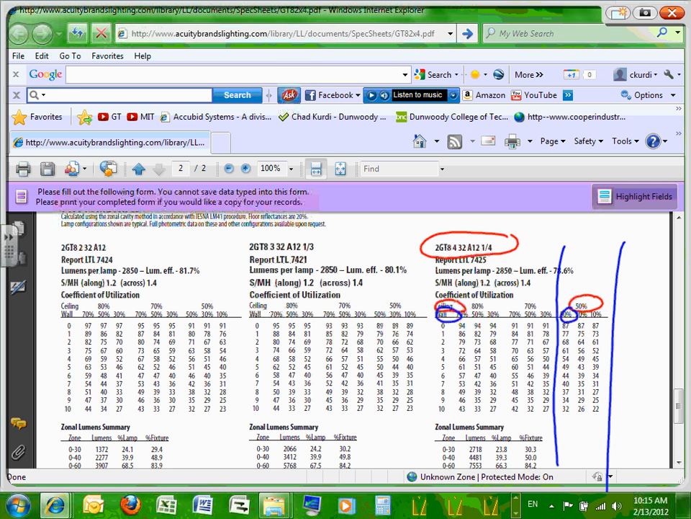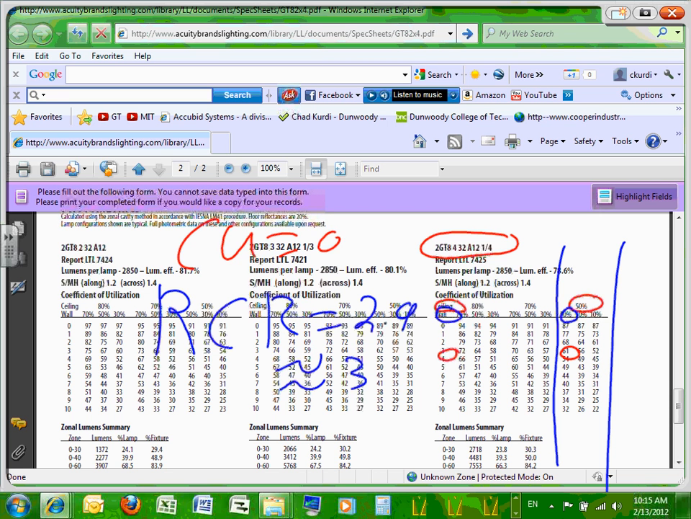Now, the only difference now is the coefficient of utilization. The only difference is the room cavity ratio. Now, for the same room that we did, guys, suppose my room cavity ratio was 2.9, which becomes 3. Okay? So let's go to 3. Here's a 3. And that will take me all the way to, what's my coefficient of utilization? Coefficient of utilization, 0.61.